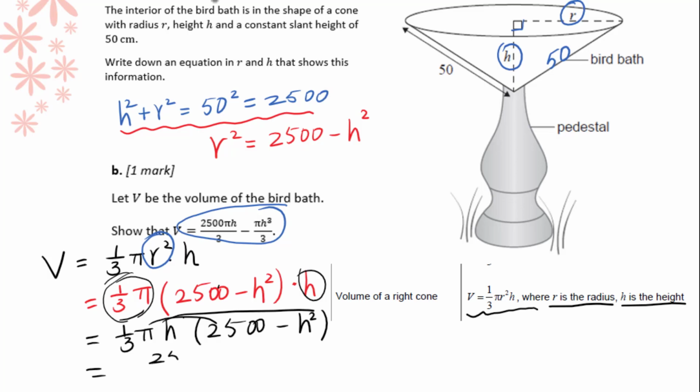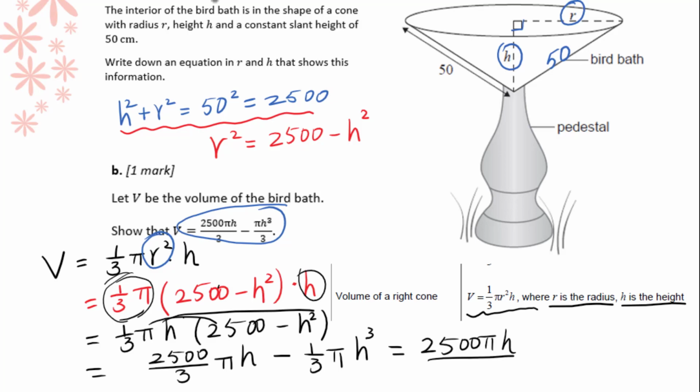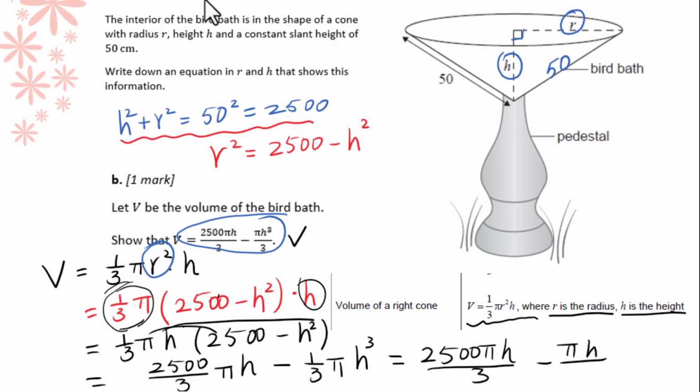Equals 2500 over 3 pi h minus 1 over 3 pi h to the third power. Organize: 2500 pi h over 3 minus pi h to the third power over 3. This equation is exactly the same as the one we want to prove.